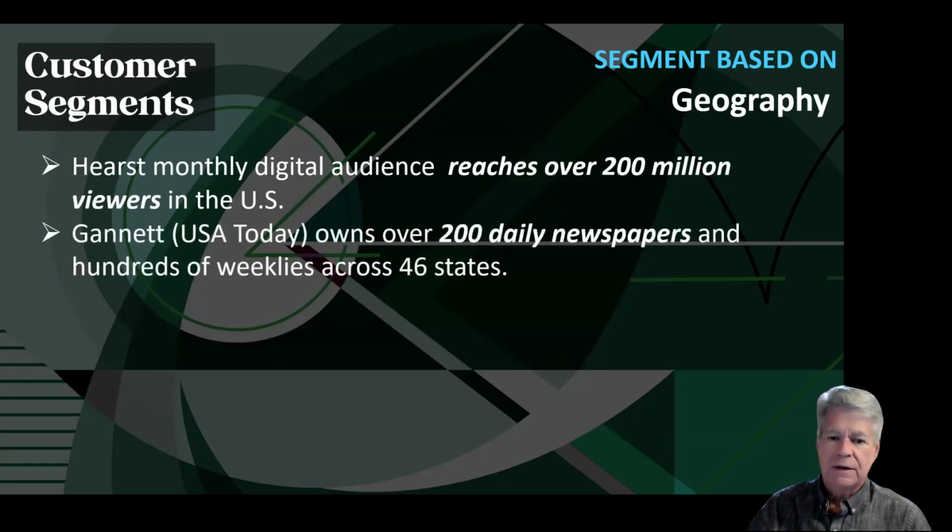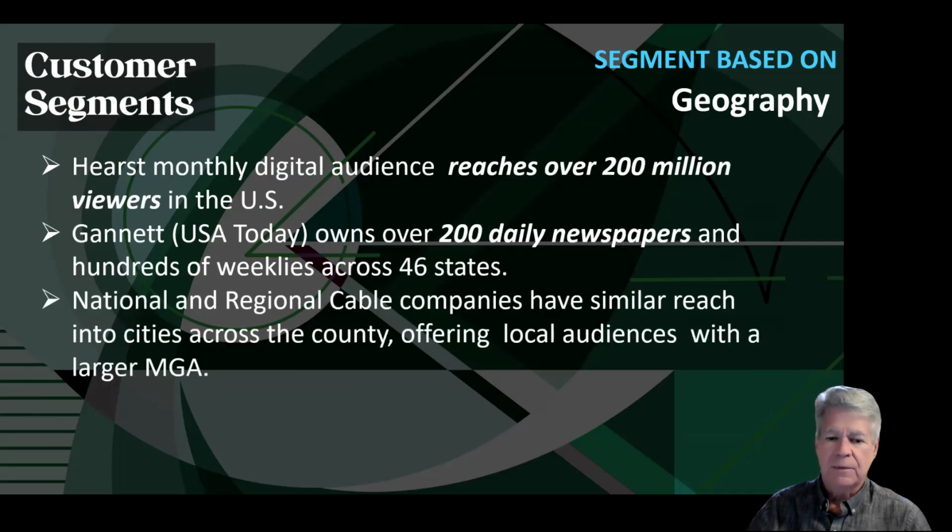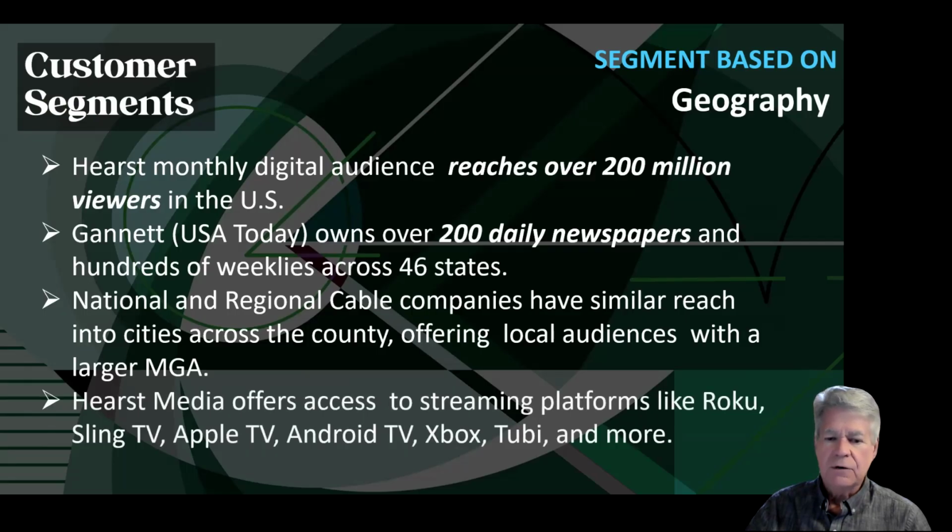Gannett, which owns USA Today, also owns over 200 daily newspapers and hundreds of weeklies across 46 states. National and regional cable companies have similar reach into cities across the country, offering local audiences within a larger MGA. Hearst Media offers access to streaming platforms like Roku, Sling TV, Apple TV, Android TV, Xbox, Tubi, and more. So don't overlook these media outlets when looking for local advertising opportunities.